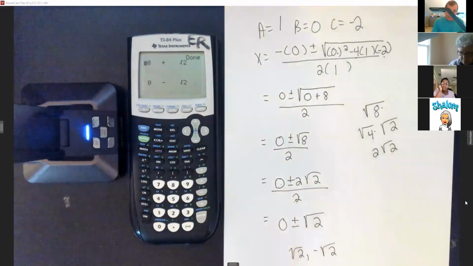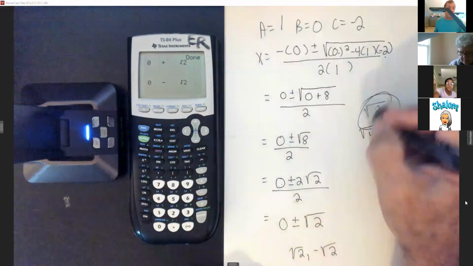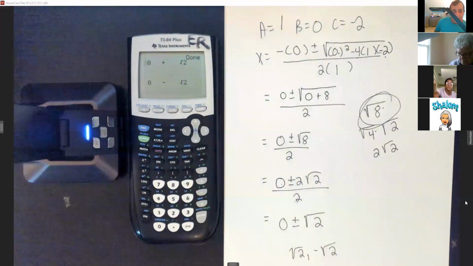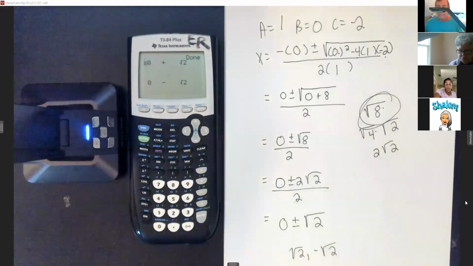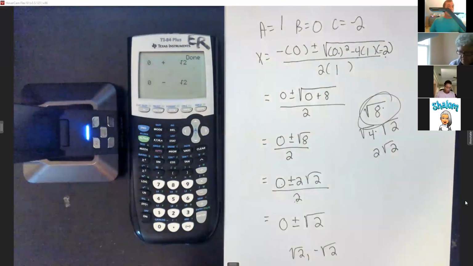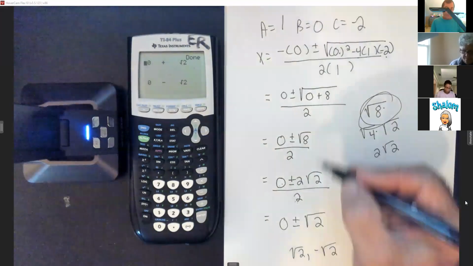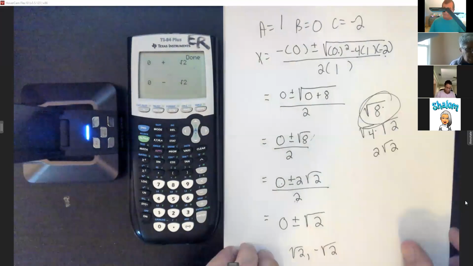So the trick is really being able to simplify them radicals. Okay. So that's the trick on those, is just being able to really simplify them radicals, okay?